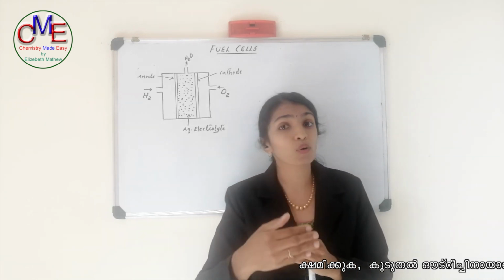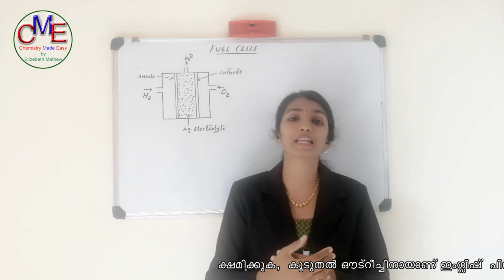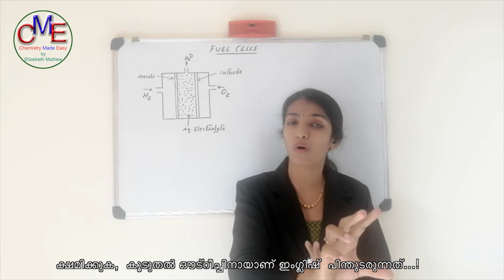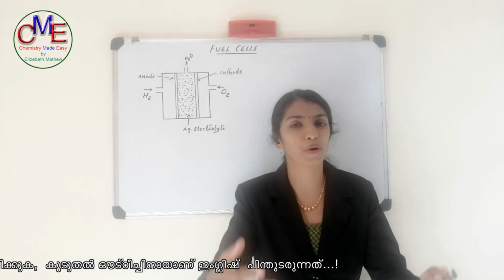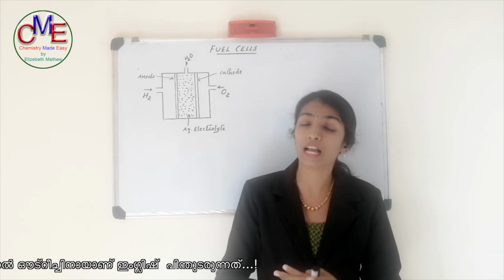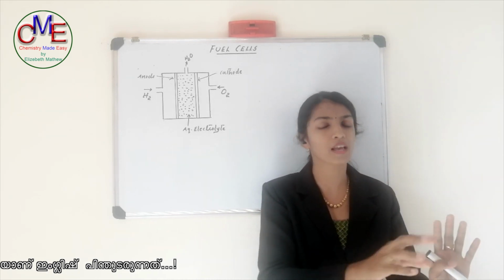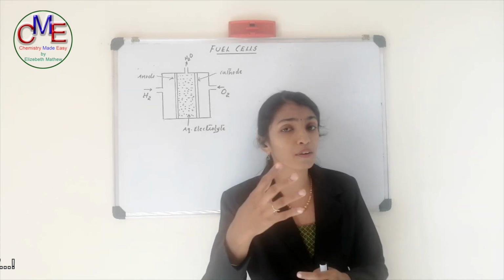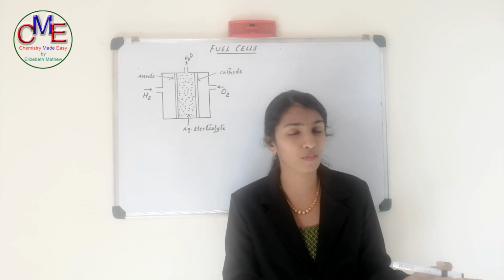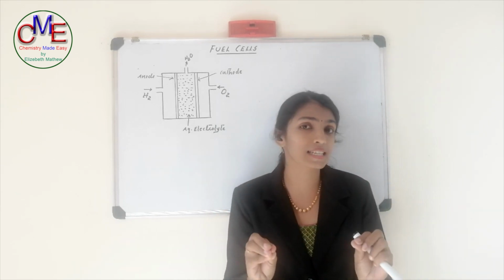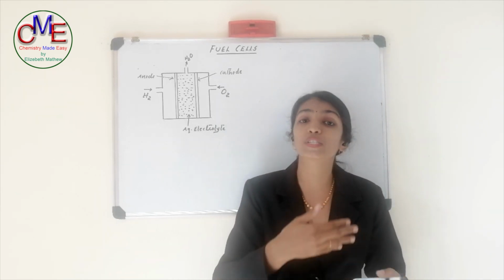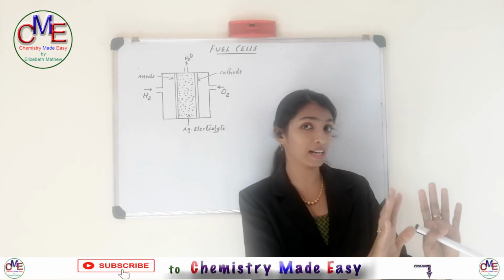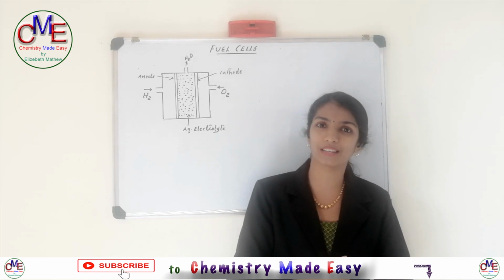But if we could modify a galvanic cell in such a way that if you provide a continuous supply of fuel, it will generate electricity continuously, that way we can solve the problem. So the modified form of the galvanic cell is actually a fuel cell. Technically, a fuel cell is a galvanic cell which has the facility of adding the fuel continuously. If you add the fuel continuously, we will get electrical energy continuously.